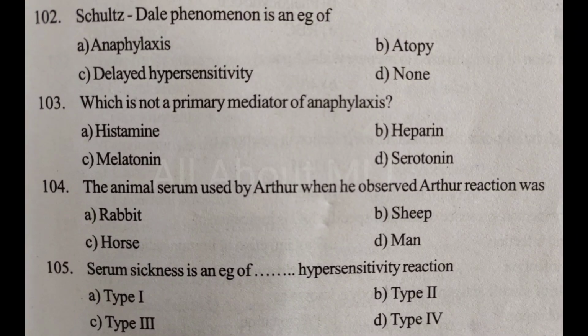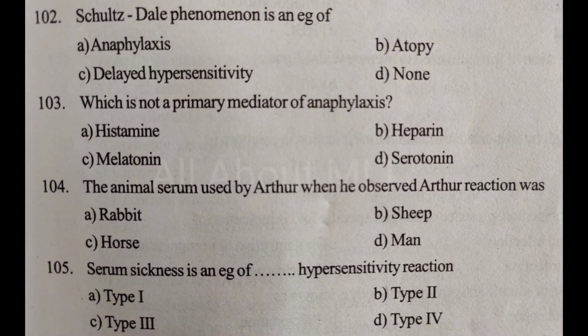Melatonin. The animal serum used by Arthus when he observed the Arthus reaction was: option A, Rabbit; option B, Sheep; option C, Horse; option D, Man. Answer is option C, Horse.